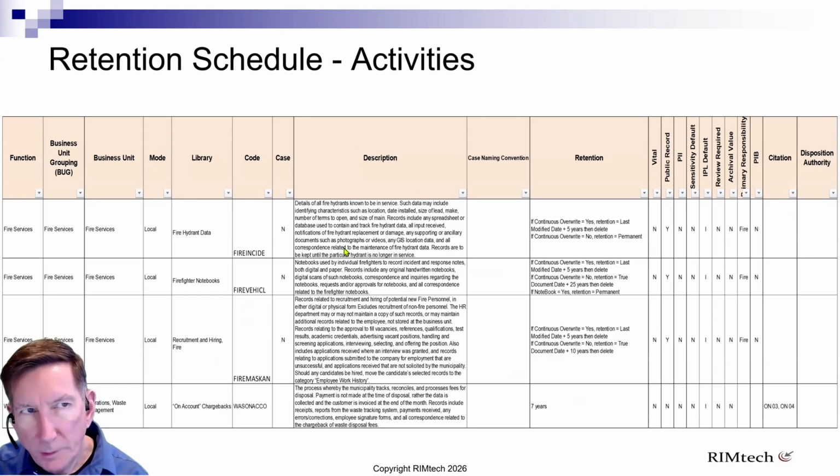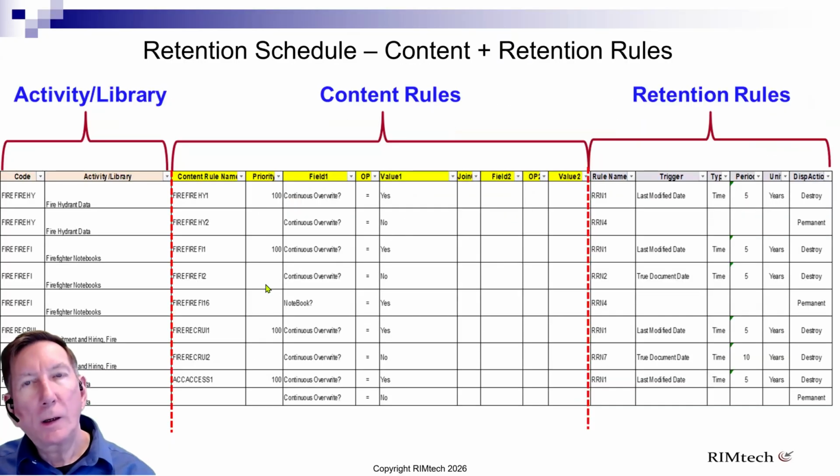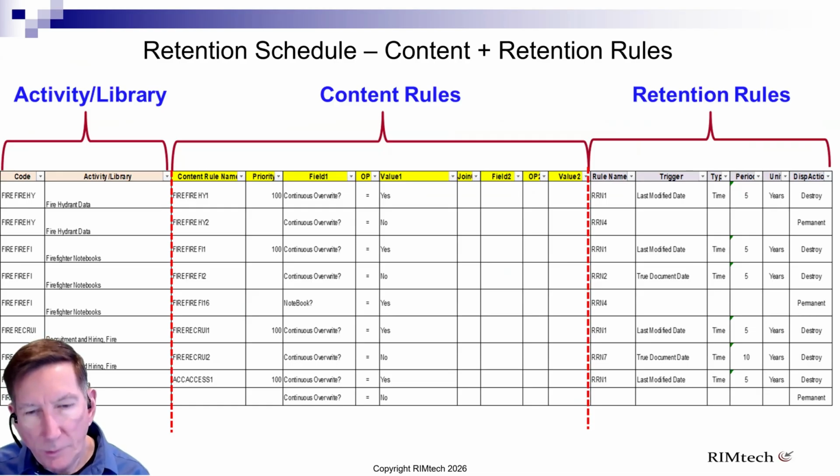There are two parts that I'm going to show you. One part are the activities, one row per activity. The second part I'm going to show you are the content rules and the retention rules. Okay? That's the essence of a modern software-ready retention schedule. The activities, the content rules, and the retention rules. You have to have all three.